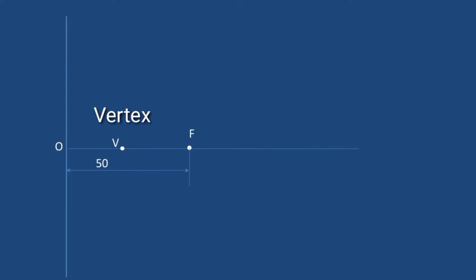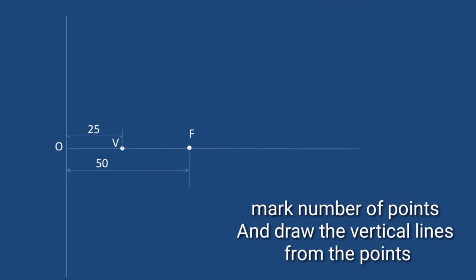Divide the axis on the right side of the vertex into a number of parts, that is 1, 2, 3, like that. So minimum 5 to 6 points, and also draw vertical lines from these points.